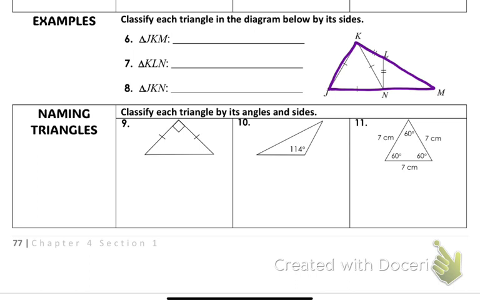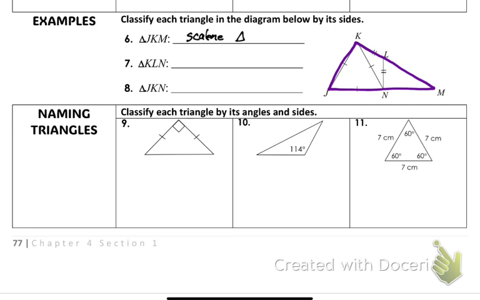Here's my advice to you for scalenes. If you're unsure what it is, it's probably scalene. Because you have to be very clear that these are equal to each other, and we don't have those marks on it. So this is going to be a scalene triangle because none of the sides are congruent.